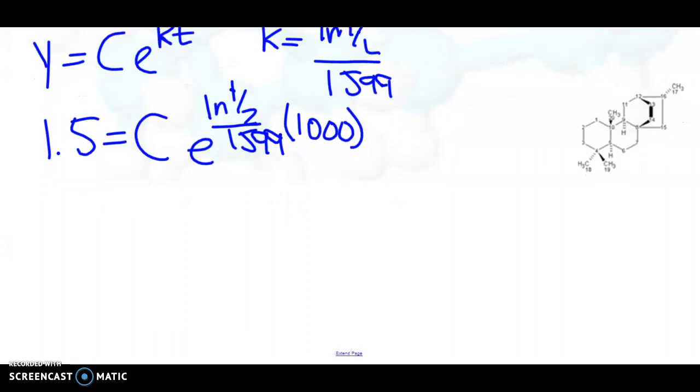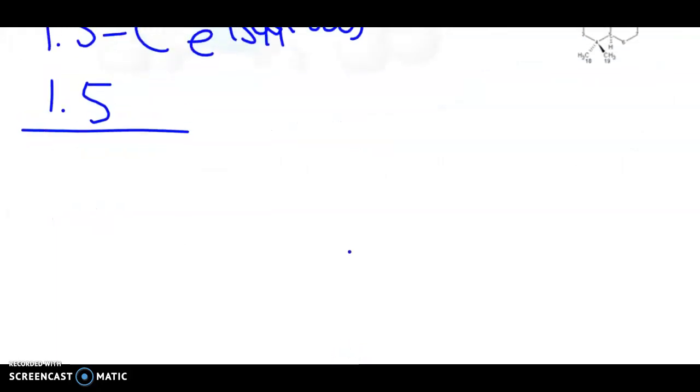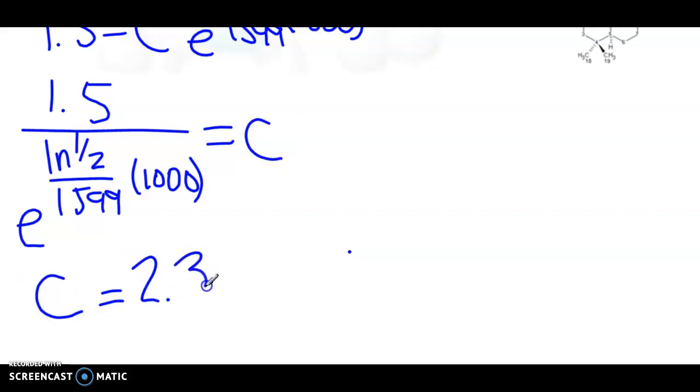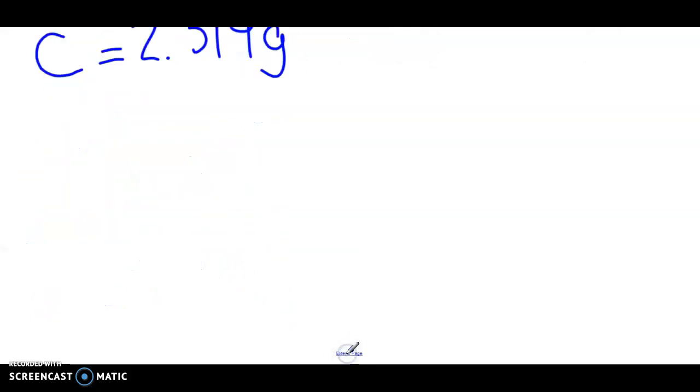So in order to solve this, all we have to do is get C by itself. So it's just 1.5 divided by this whole thing, e to the ln of 1/2 over 1599 times 1,000. Just make sure you're careful with parentheses here and you substitute your values correctly. Otherwise, you will not get our C value. Our C value is 2.314 grams.